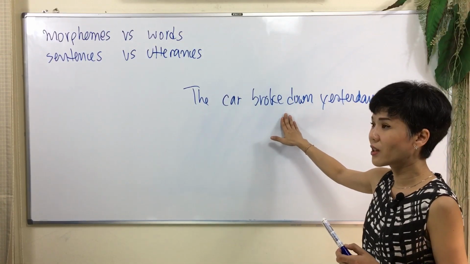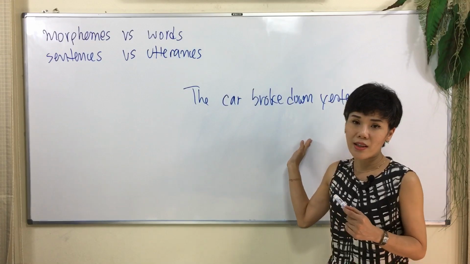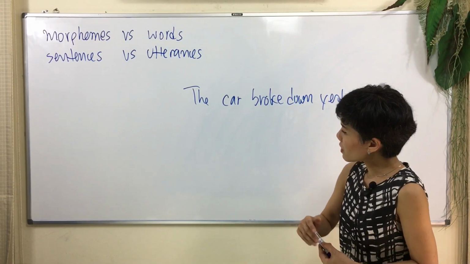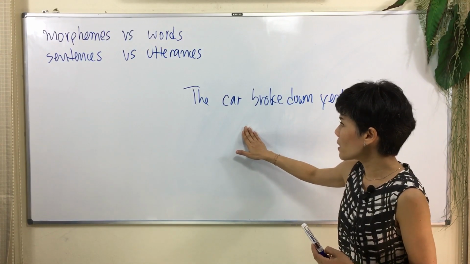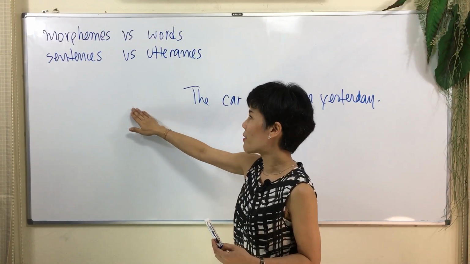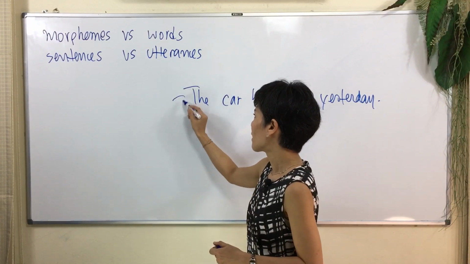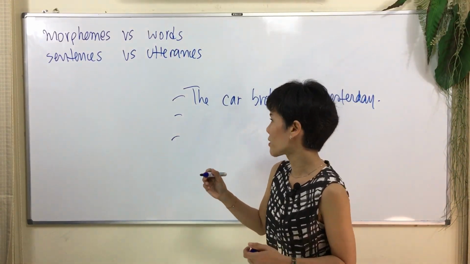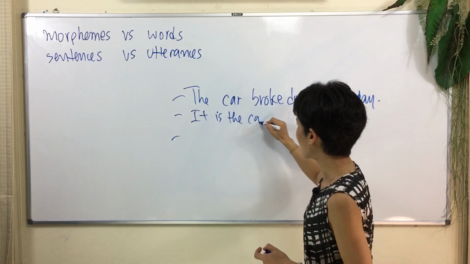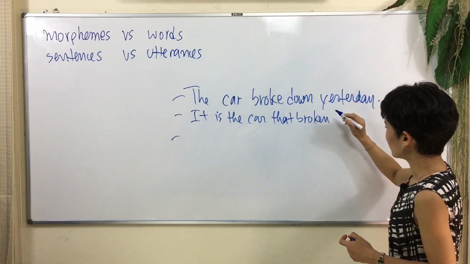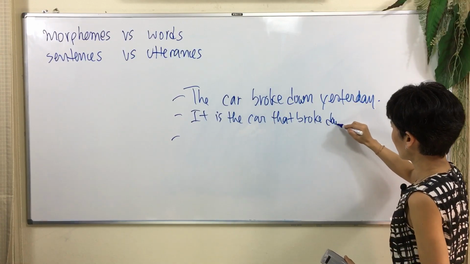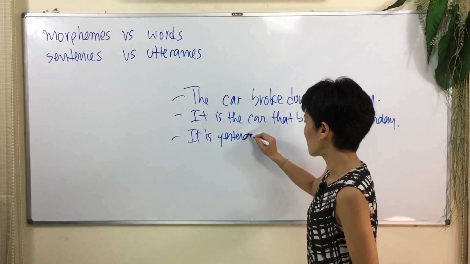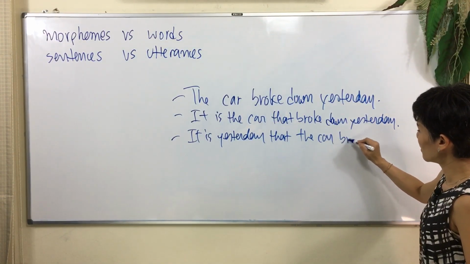The meaning of a sentence is usually compositional. That means the meaning of words in the sentence and the way that it is organized determine the meaning of the sentence. Now, to see the difference between the meaning of sentences, we have to put them into paraphrases. So the car broke down yesterday has several paraphrases. I can say something like, it is the car that broke down yesterday. Or I can focus on yesterday and say, it is yesterday that the car broke down.